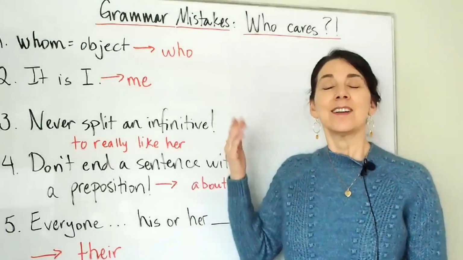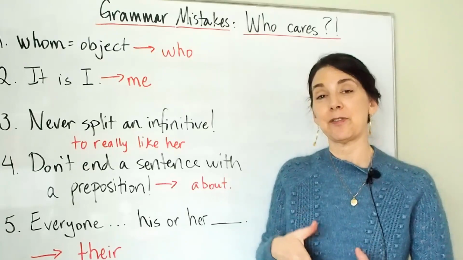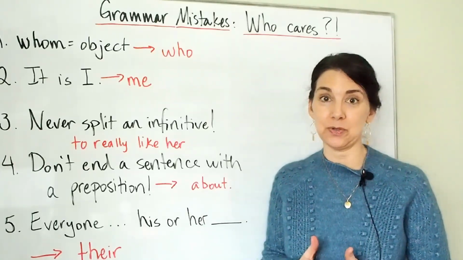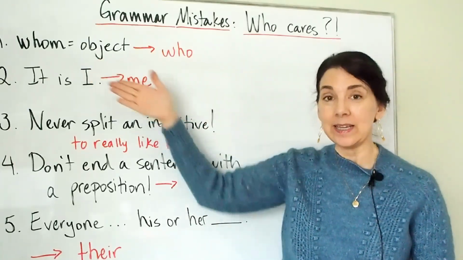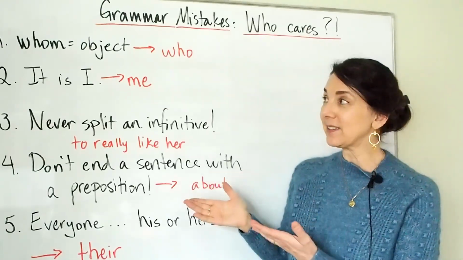So let's take a look at the first one, and you're going to notice that in red is the form that most people use, but the black is the prescriptive grammar rule. All right, let's look at the first one.